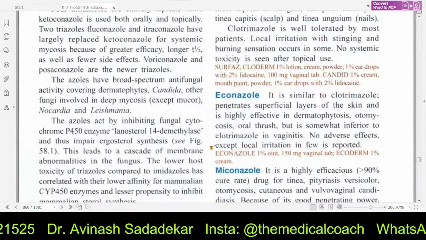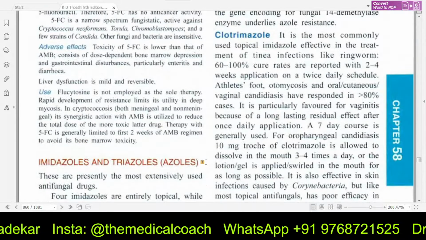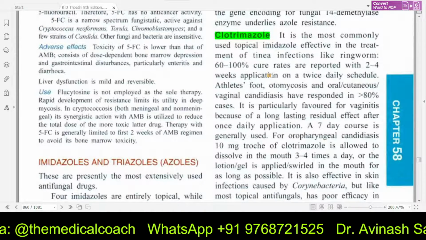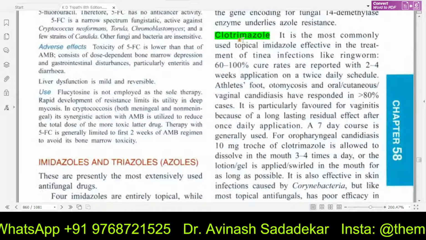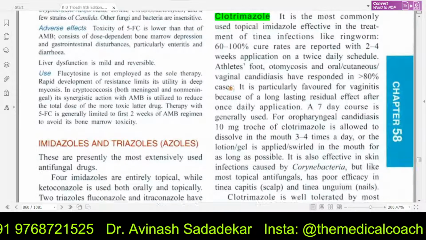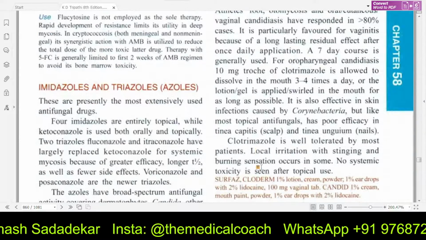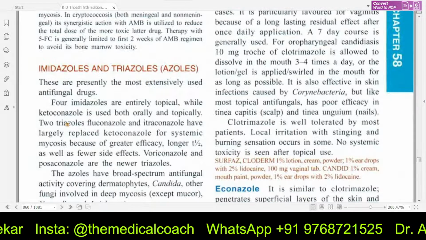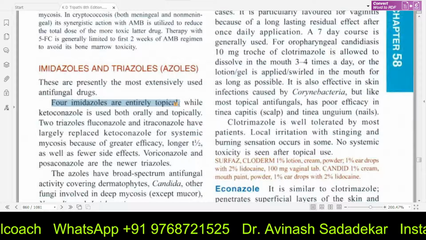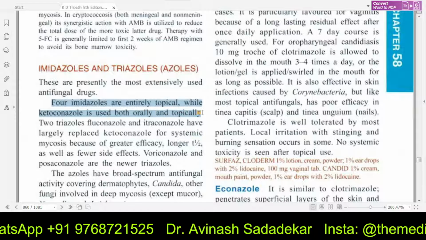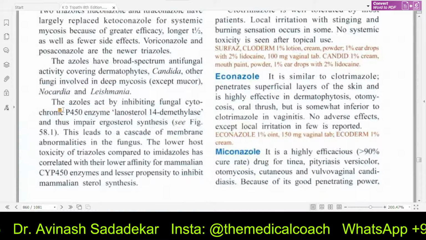Many people confuse between cotrimoxazole and clotrimazole. So cotrimoxazole is sulfonamide plus trimethoprim. Clotrimazole is an antifungal. Now there is no mechanism of action given here, so don't be in a hurry to do that. These are imidazoles, topical. Ketoconazole can be used orally and topical both. Okay, now you directly jump here.